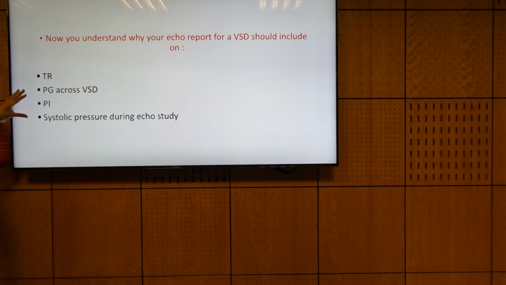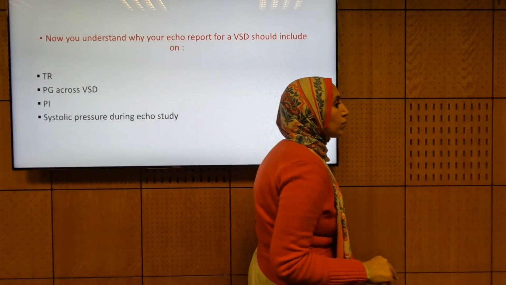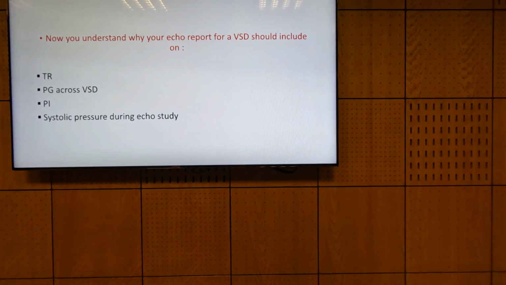In each VSD, you have to look actively for the tricuspid incompetence. If you say there is no tricuspid incompetence, it means you didn't measure it. So there is no tricuspid incompetence, and there is the pressure gradient across the VSD. Both of them will give you what? Systolic pressure, and the pulmonary incompetence will give you the mean pulmonary, which should be around 25. So this is the normal, and you have to measure the blood pressure in this visit.